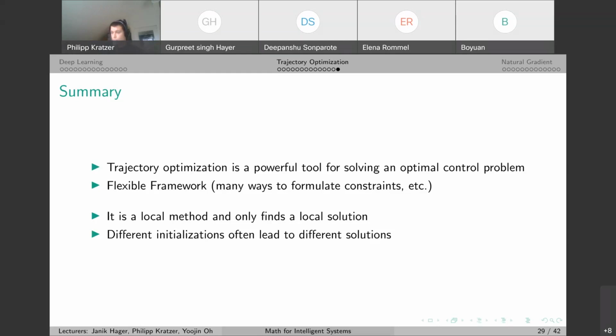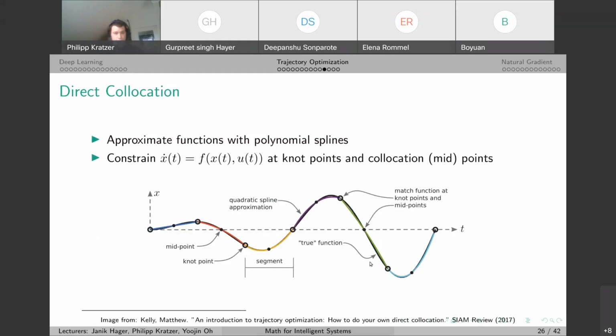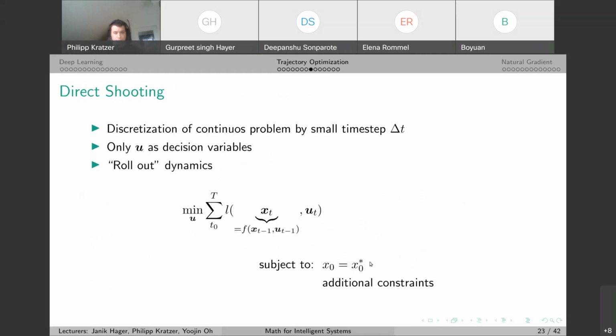Excuse me, I have a question about the direct shooting. Why do we say the gradient is less well conditioned? If you look into this equation, you have xt here, and this t comes from the sum, so you need it at every time step.